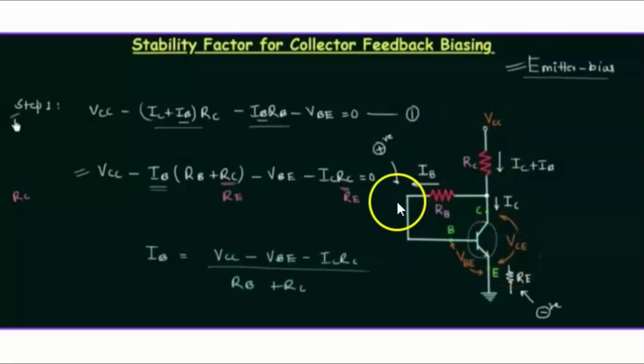So first of all we are going to apply KVL in the input part of the circuit. So we'll get the equation as VCC minus IC plus IB times RC, क्योंकि यहाँ पे अगर हम लोग KCL अप्लाई करें so we can see that this is going to be equal to IC plus IB minus IBRB minus VB is equal to 0 and यहाँ पे हम लोग IB को common ले लेंगे. So here if we compare it with the emitter bias you can see that RE has been replaced by RC. So from here we will get the value of IB as VCC minus VB minus ICRC by RB plus RC.